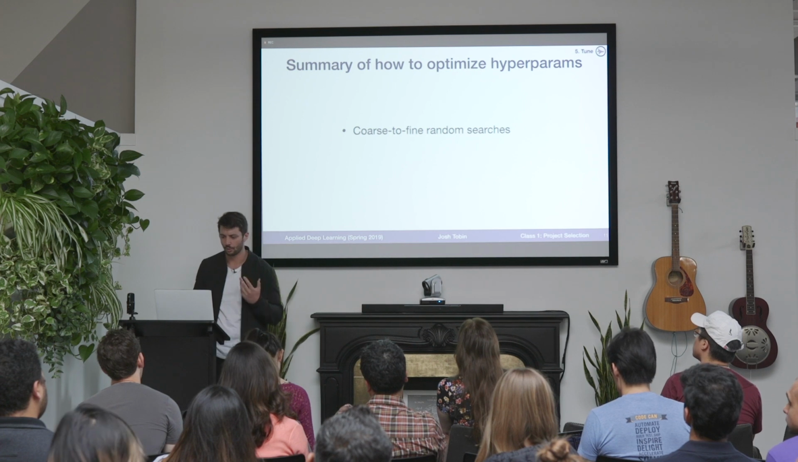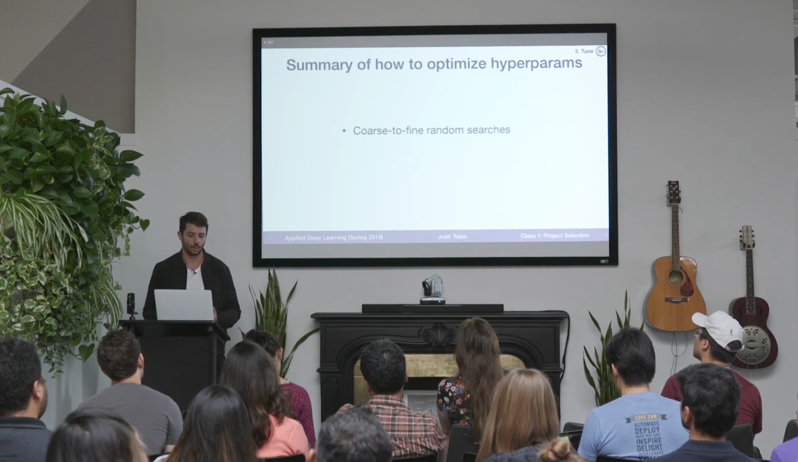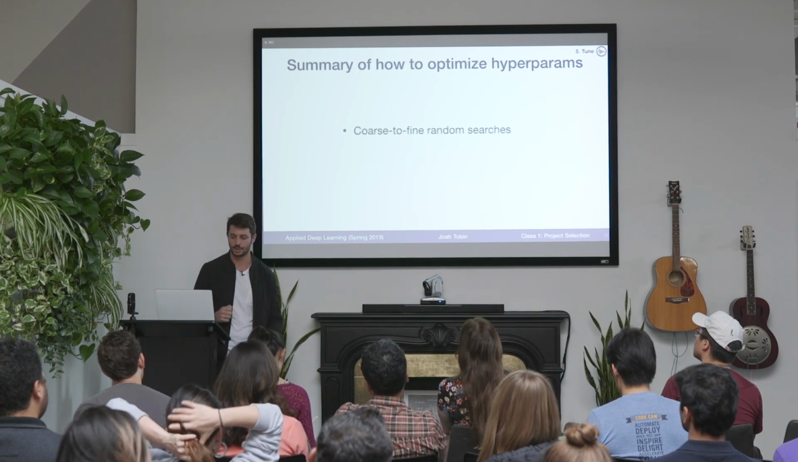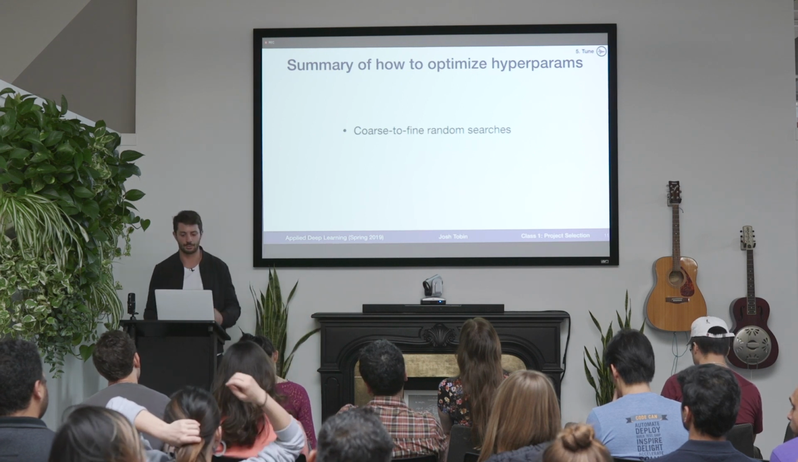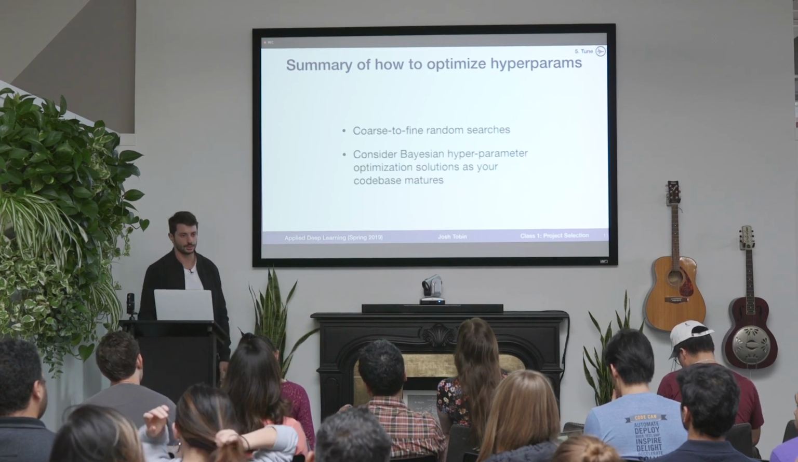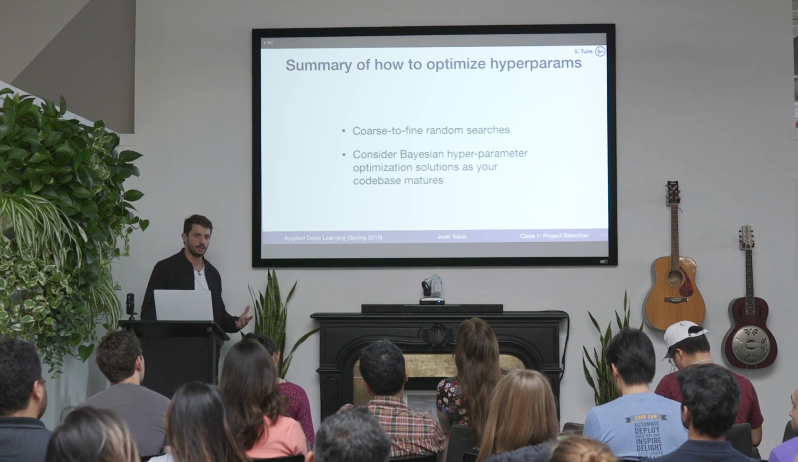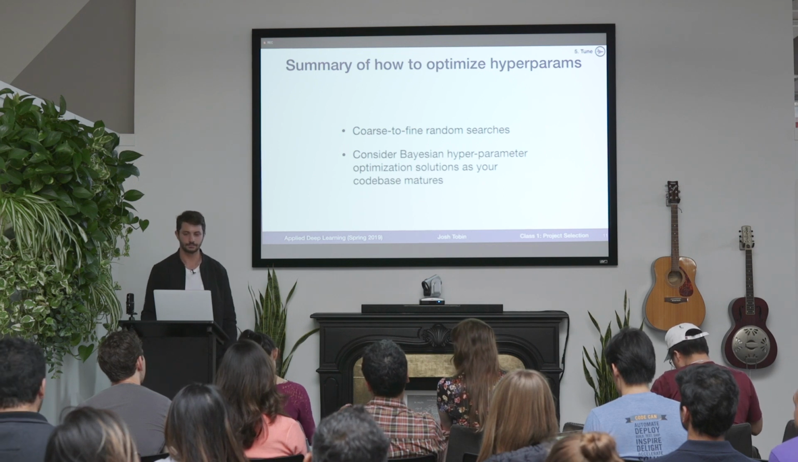I think early on in a project, you can even just do a grid search, or if you want to be fancier than that and better than that, you can do a coarse-to-fine random search. And as your organization gets more mature and your project gets more mature, then you can consider using Bayesian hyperparameter optimization, which generally works better, but can be kind of hard to implement and can introduce bugs of its own.